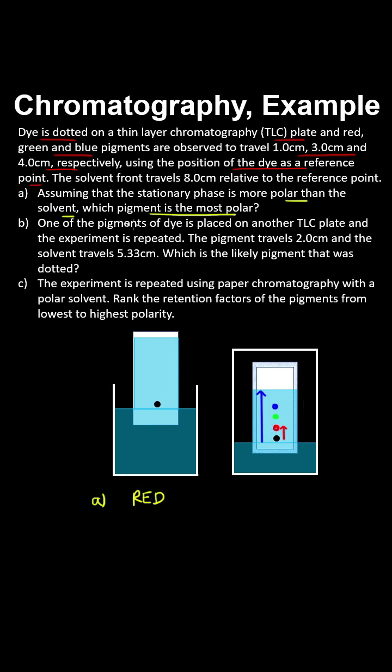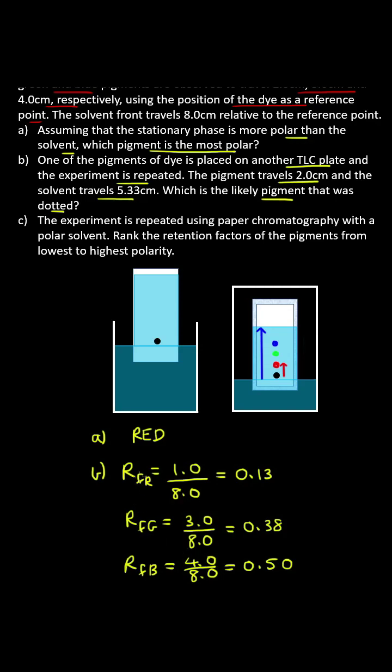Now one of the pigments is placed on another TLC plate and the experiment is repeated, and the pigment travels 2 centimeters and the solvent travels 5.33 centimeters. Which is the likely pigment that was dotted? So here you can calculate the retention factors for each pigment by dividing the distance traveled by the pigment by the distance traveled by the solvent front. And you can compare that with the retention factor from the second experiment.